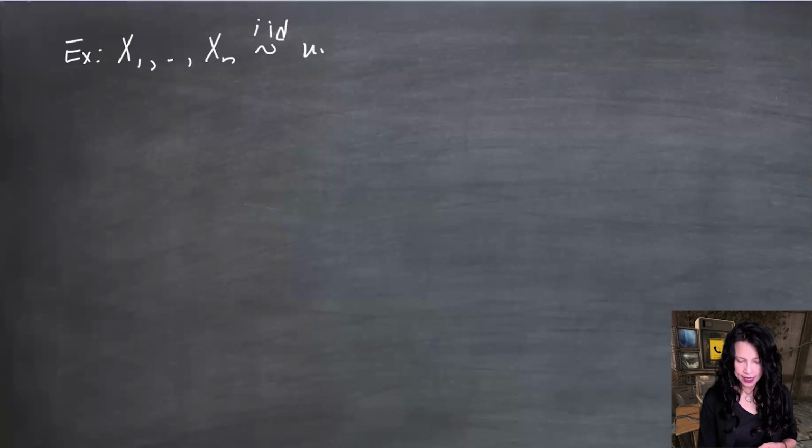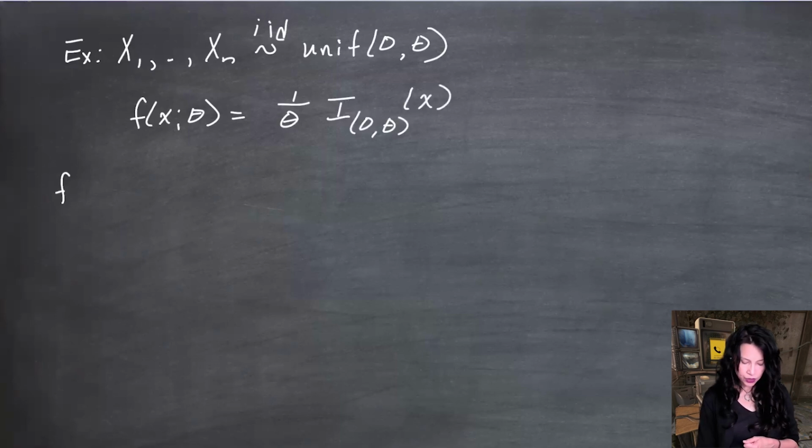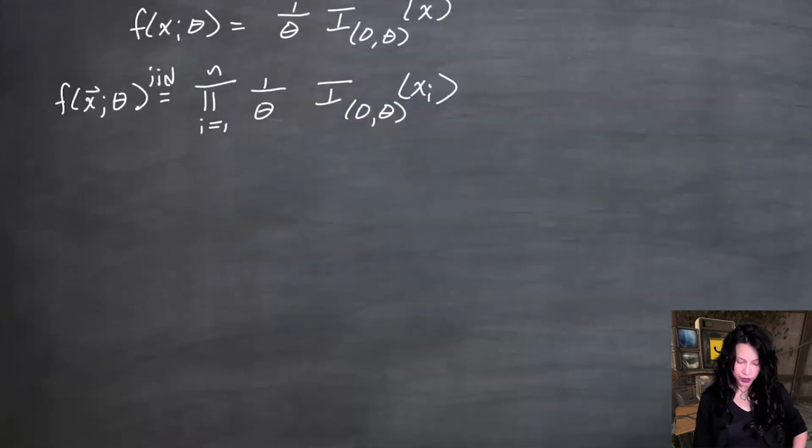How about the good old uniform distribution on 0 to theta? So suppose I have x1 through xn, IID, uniform 0 theta. The PDF there is just the flat line with height 1 over theta, and then an indicator saying that each xi is between 0 and theta. So let's look at the joint PDF. These are IID, so we get the product, 1 over theta, and let's multiply this out. I get 1 over theta to the n, and I get a product of indicators.